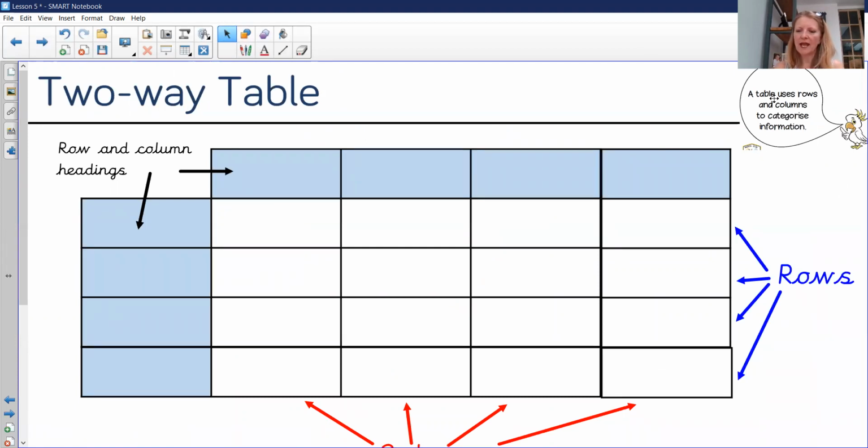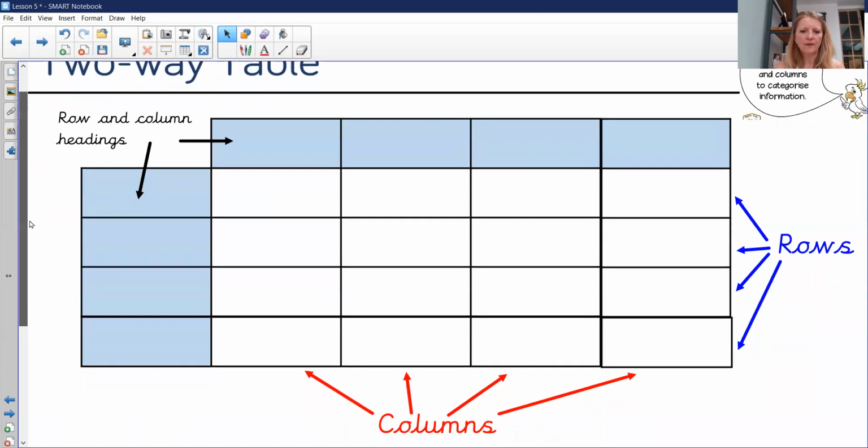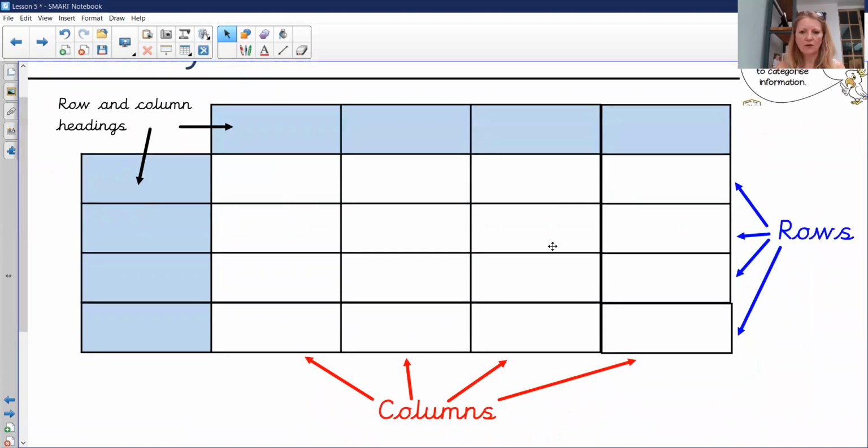So there's Coco again, giving us our clue. We need to use rows and columns to categorize information. So the rows are the ones that go across, and the columns are the ones that go up and down. And normally at the top of each column, you would have a heading, and at the start of each row, you would have a heading as well, so that you know what's in that row or what is in that column.